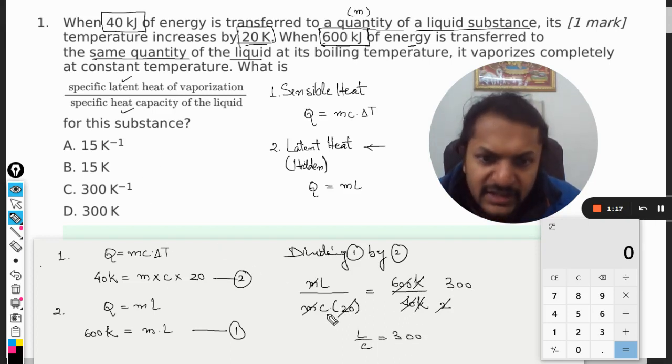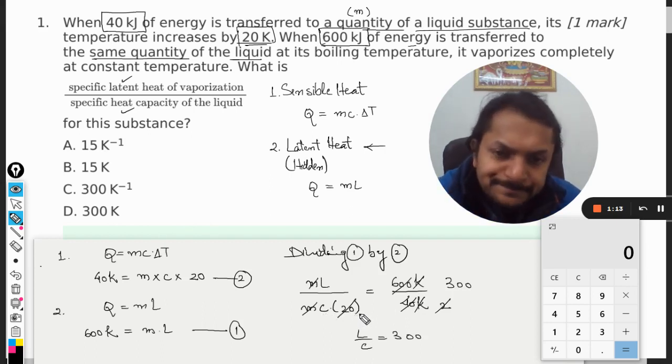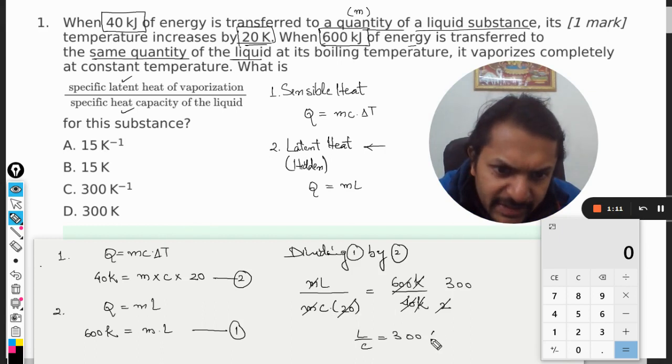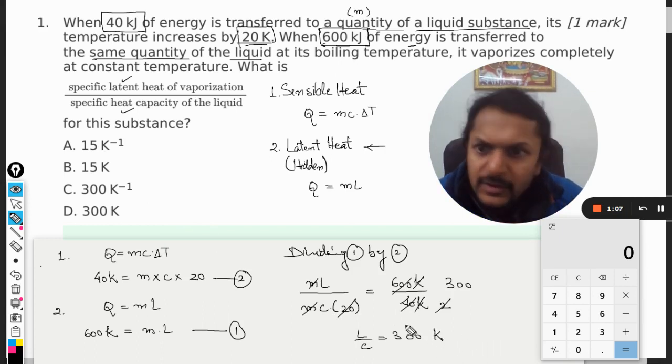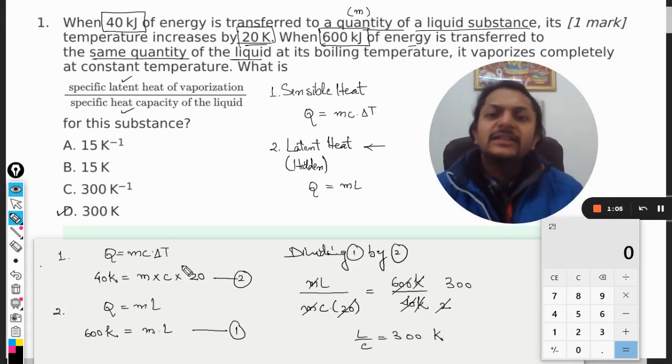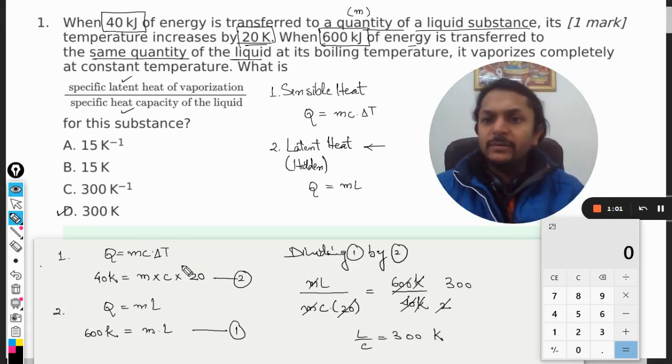And the unit will be, this is delta T, so this 20 will multiply there. So it will be Kelvin. So 300 Kelvin, the answer for this question will be D. So this is how we do it, my dear students.